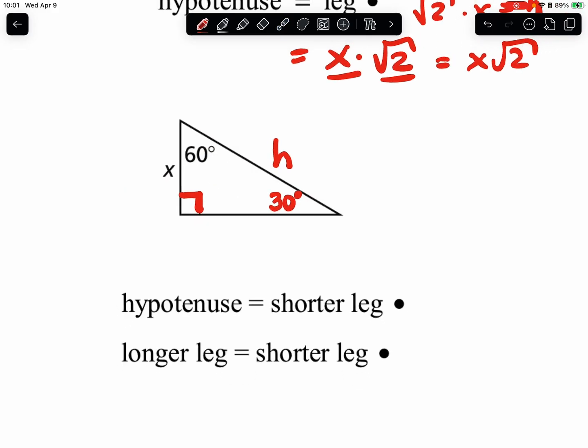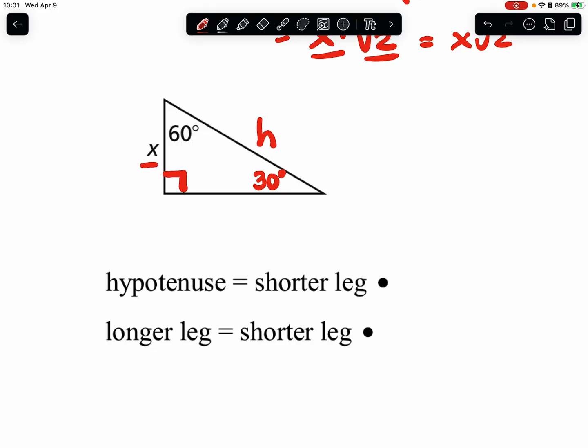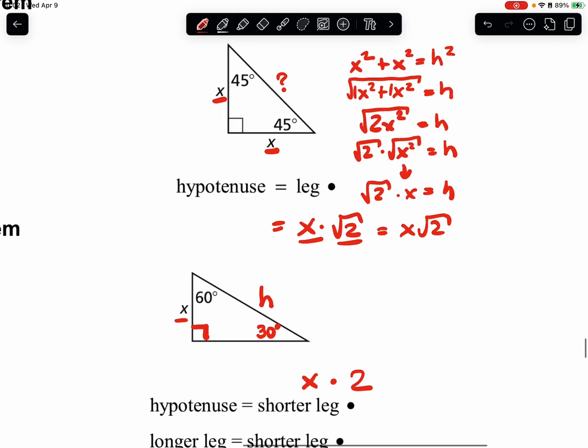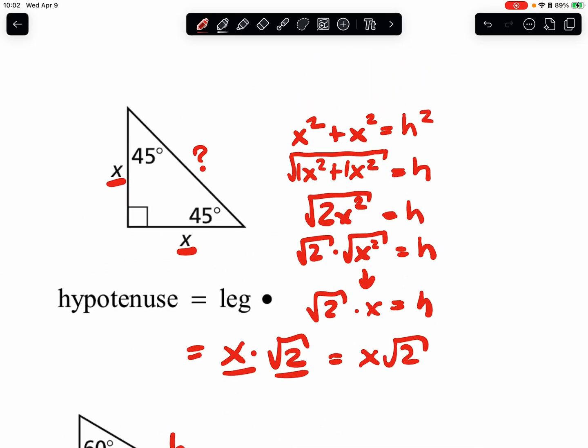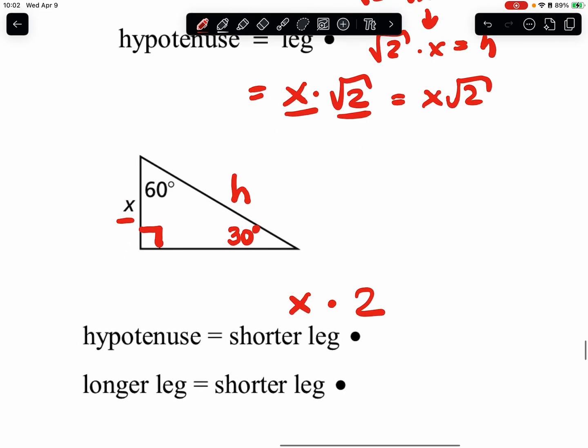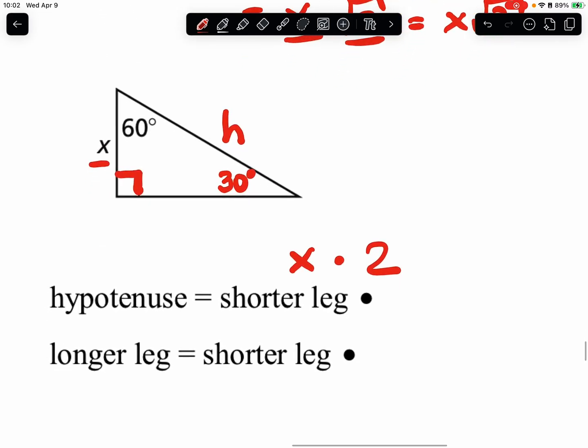All right. The shorter side we always label as the unknown x. Reminder, the shorter side is opposite the smaller angle. So this is 30 degrees, and then that side is the shorter leg, x. Unlike the problem up here, I'm not going to go through the proof of why it's true. We'll save that for another time. So I take the shorter leg times 2, and that's how I get my hypotenuse. So I multiply by 2.